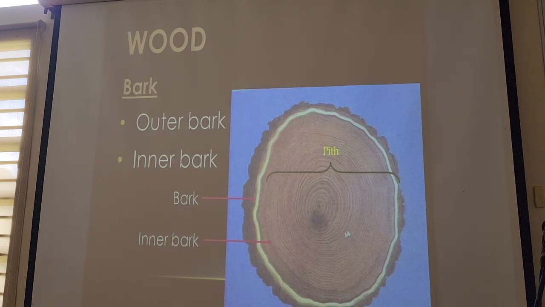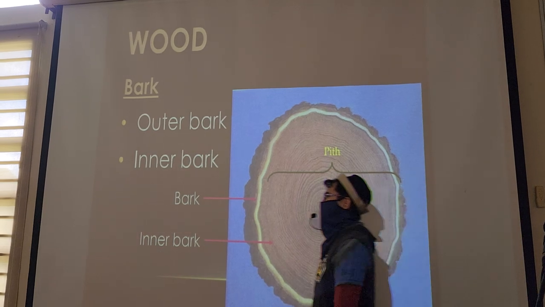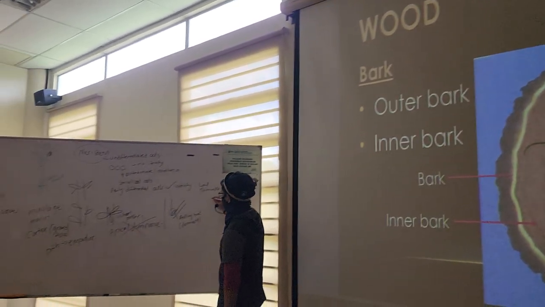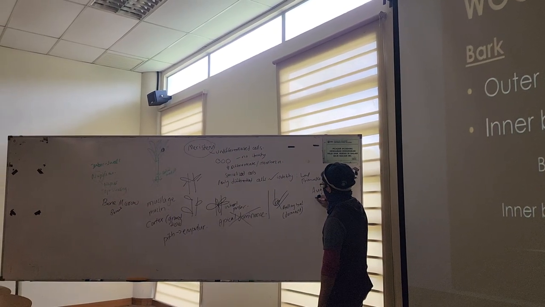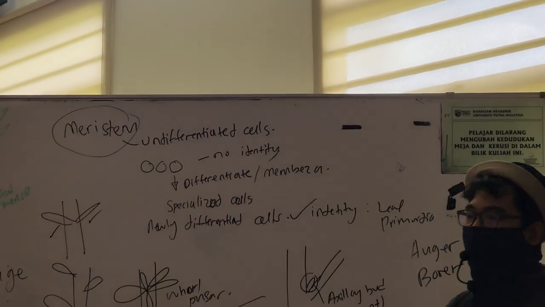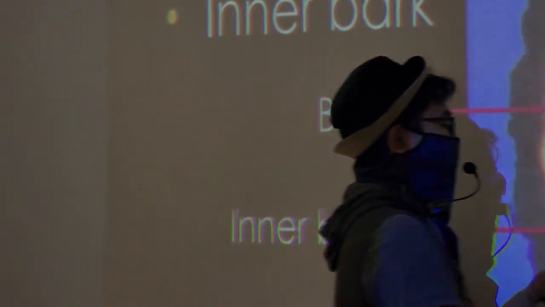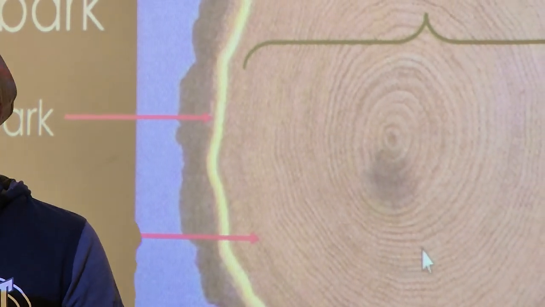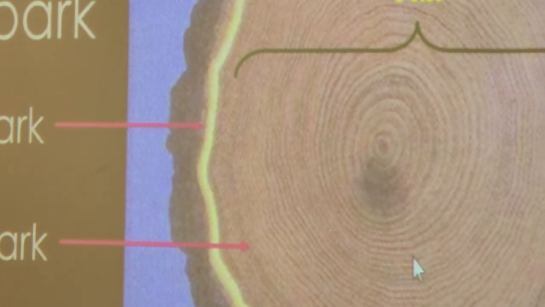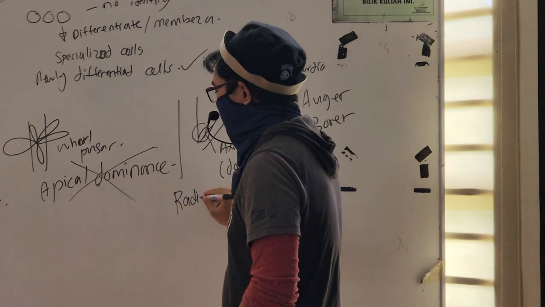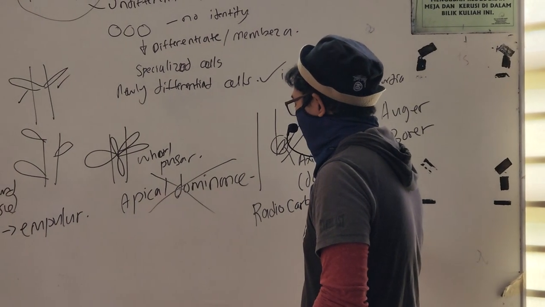What we can do to be more accurate is people take a sample using a borer, like an auger. Do you know auger? Auger, borer. You take a sample of this. It's like a cylinder. You kind of twist it and then take out some sample. And then we can send this sample to the lab to do radiocarbon dating.